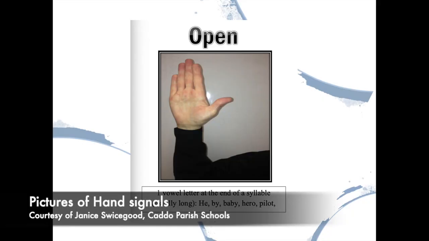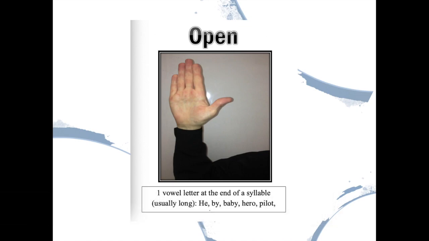Next, we have an open syllable. And again, very simple, just an open-faced palm. This type of syllable is characterized by one vowel letter at the end of a syllable, and it usually makes the vowel long. So for example, he, we have a single vowel, not followed by any consonants, makes the vowel long, he. By, here we have a vowel, Y, followed by no other consonants, making that Y say the long vowel I sound. Next we have baby, bay, B.